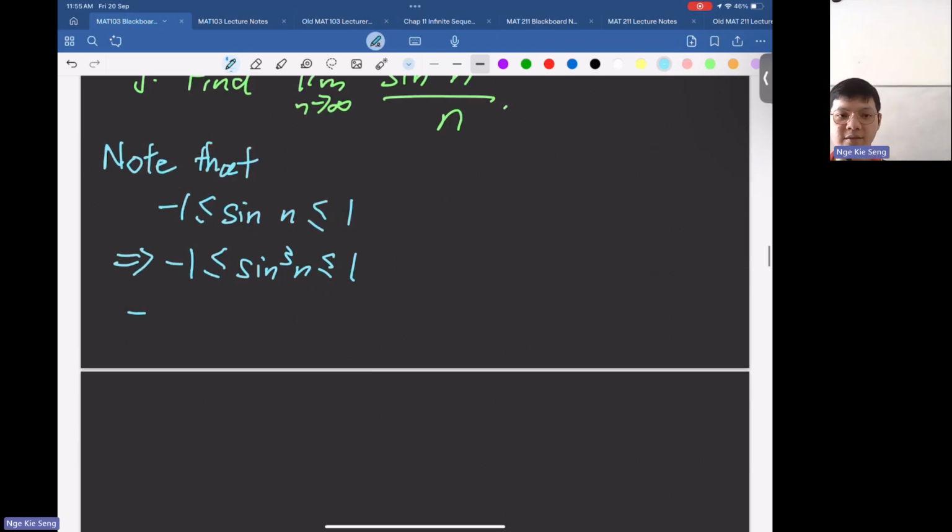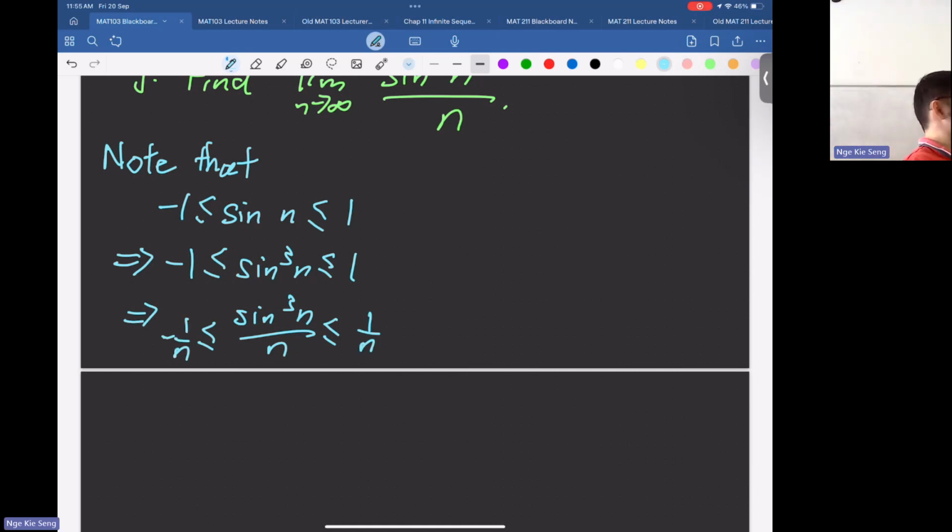And then what you consider is sine cube n over n. So you can divide by n on all sides. So it is squeezed by negative 1 over n and 1 over n. Is this squeezing useful or not? Why is it useful?